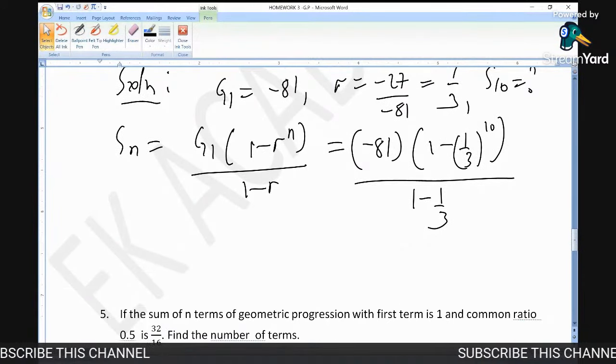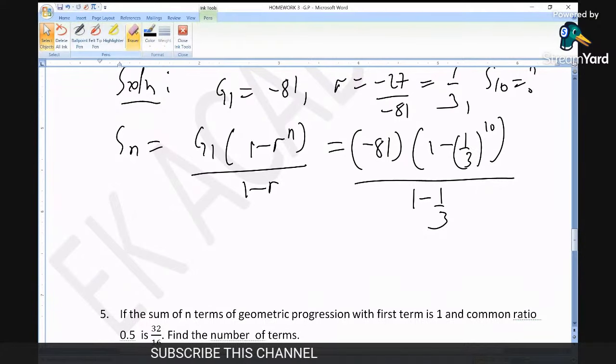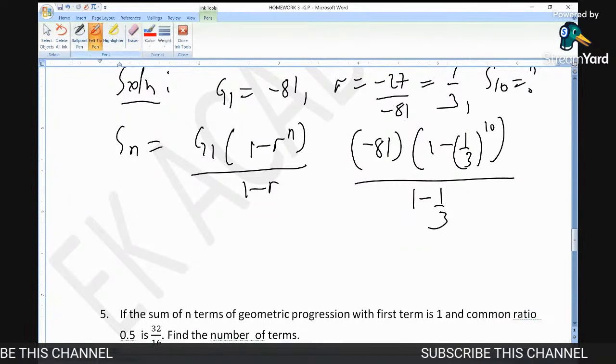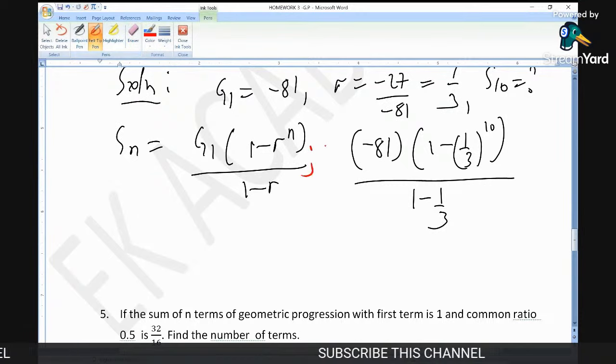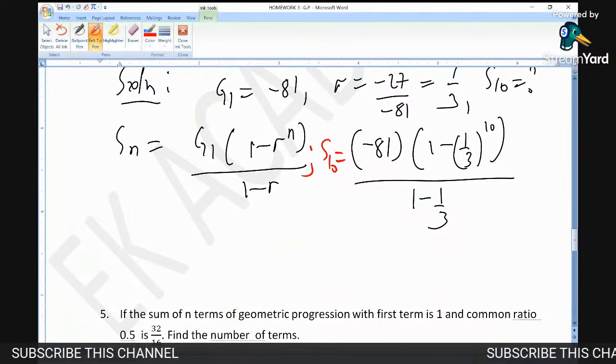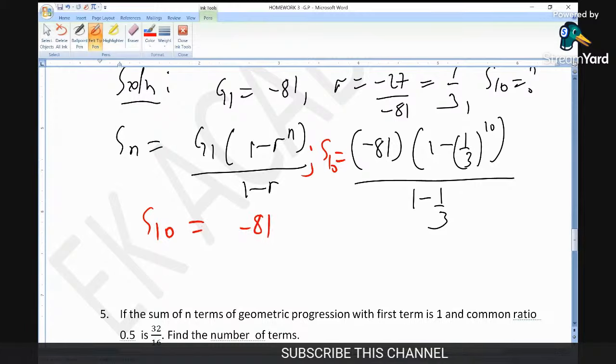So what will be the results? I'm sorry, I have to elaborate something here. So the sum of the first 10 terms will be equal to that one. The sum of the first 10 terms will be negative 81.